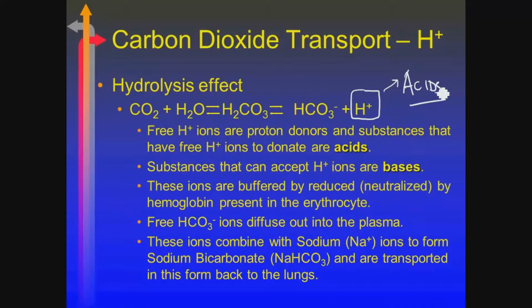The primary buffering mechanism within the erythrocyte, because that's where this equation goes hog wild because of carbonic anhydrase, that free hydrogen ion is buffered by hemoglobin. So not only does hemoglobin carry oxygen to the tissues, carry CO2 back to the lungs, it also buffers hydrogen ions, so that intracellular fluid within the erythrocyte does not become extremely acidic. If it did, the cell wouldn't live.